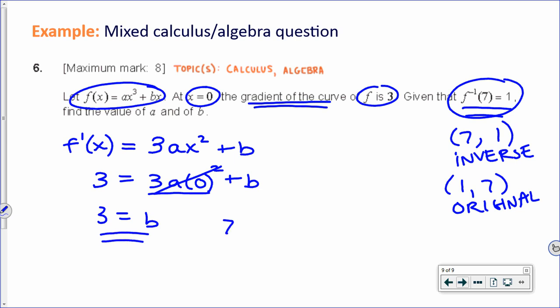So 7 equals a times 1 cubed plus 3 times 1. I plugged in 3 for b, and 1 for x, and 7 for y. And then I have an equation that I can use to solve for a.